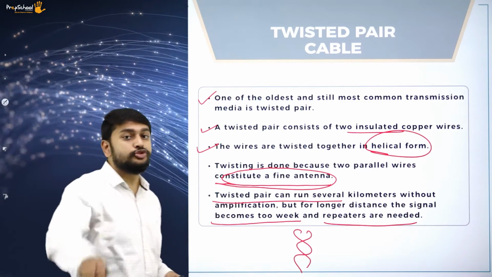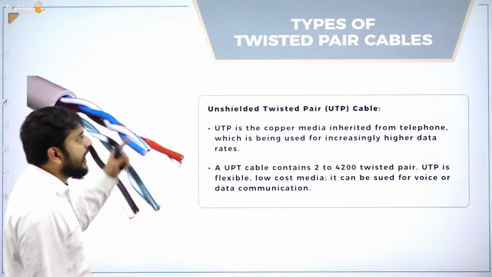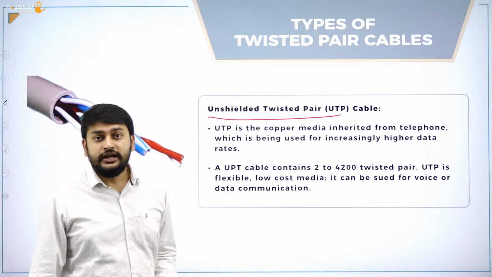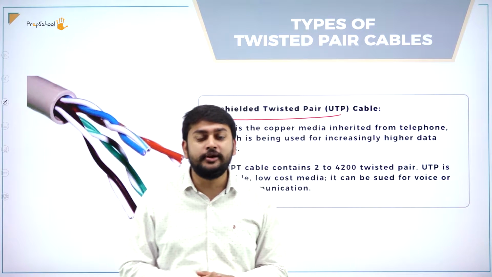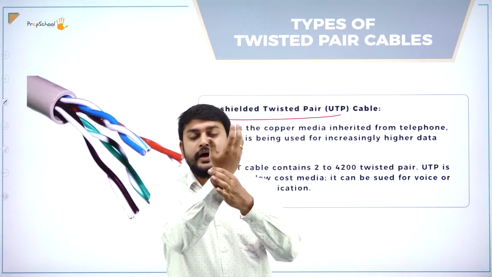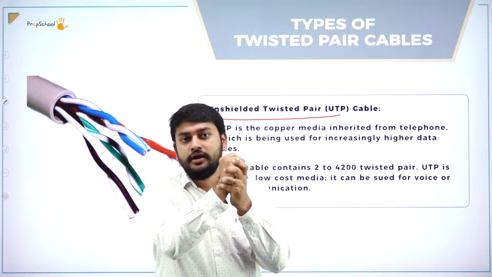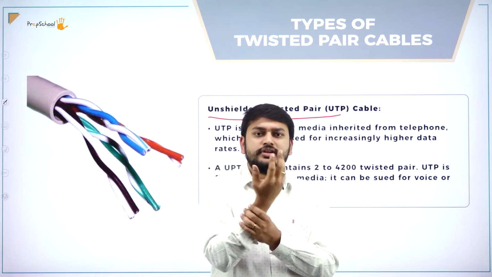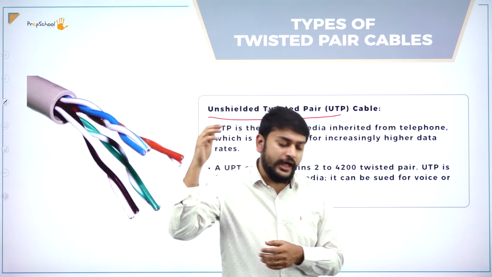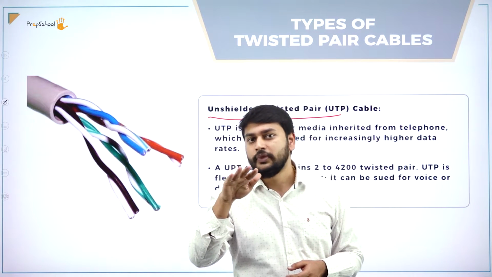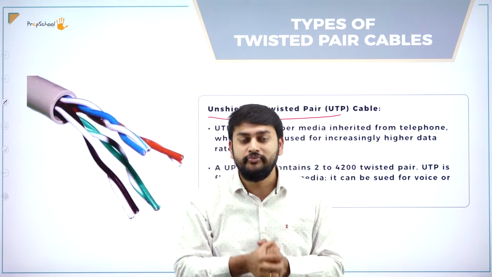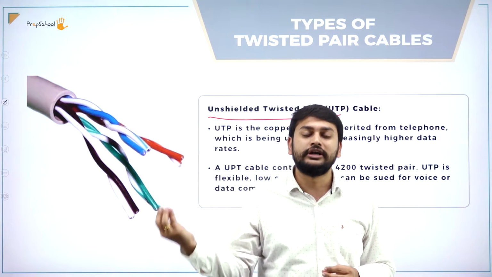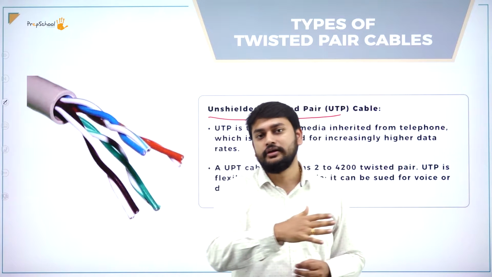Let's get into the types of twisted pair now. The first type that I have is UTP, unshielded twisted pair. What exactly is unshielded twisted pair? Imagine this is the copper wire. It's not shielded, it's not insulated. So what will happen? Suppose I have the wire like this, it is influenced. It will get a lot of disturbance from the external source, which will disturb the signals it is carrying.